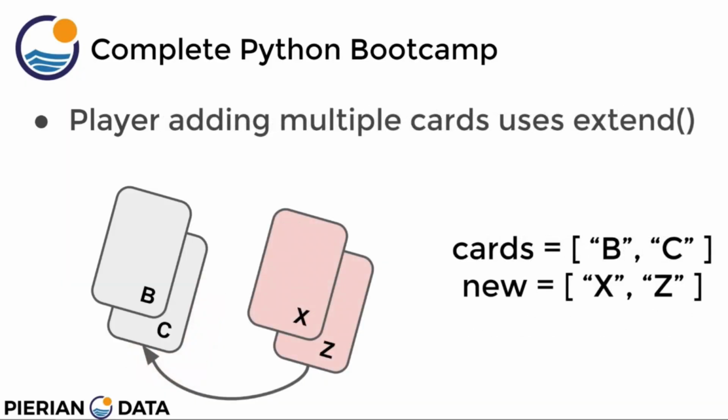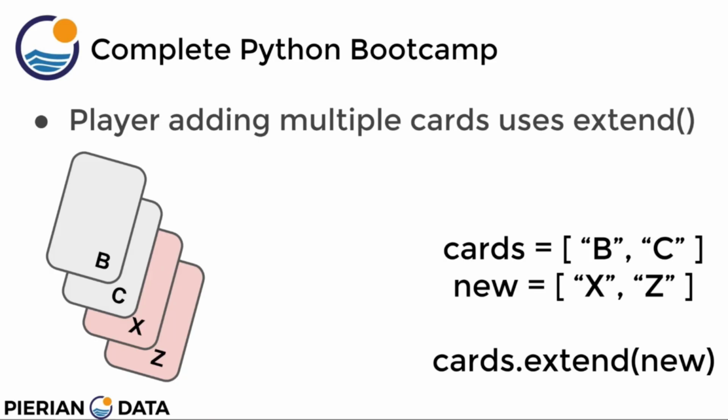Now let's imagine that we went back to my hand being B, C. However, now I need to add in multiple cards because let's say I won a very large round of war and now there are multiple cards on the table that I have to add back to my hand. So I have cards is B and C, and new is X and Z.